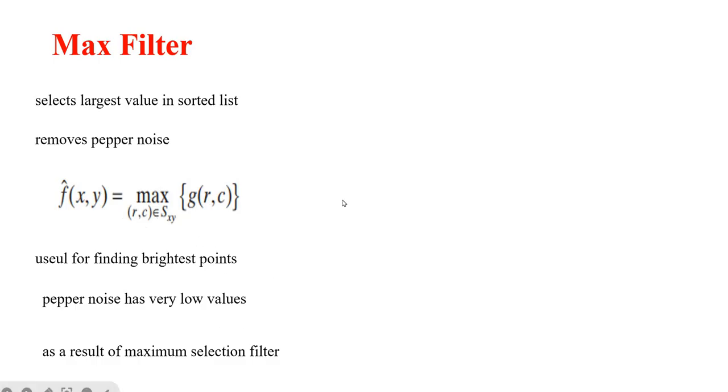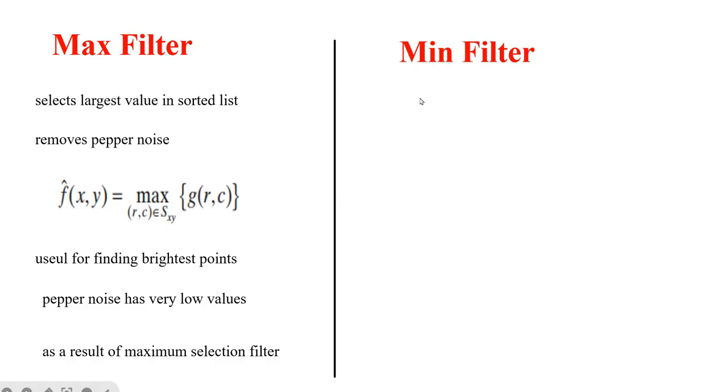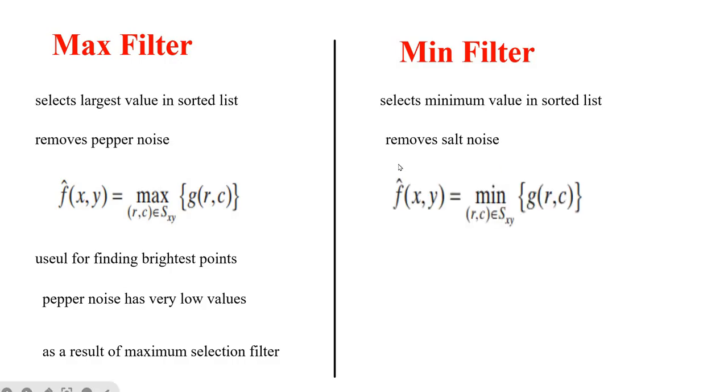Then you have the min filter. The min filter selects the minimum value in the sorted list, whereas the max filter was selecting the largest value. The min filter is used for removing salt noise, whereas the max filter was removing pepper noise. Here it is obtained by using this expression, and it is useful for finding the darkest points, whereas the max filter was useful for finding the brightest points.